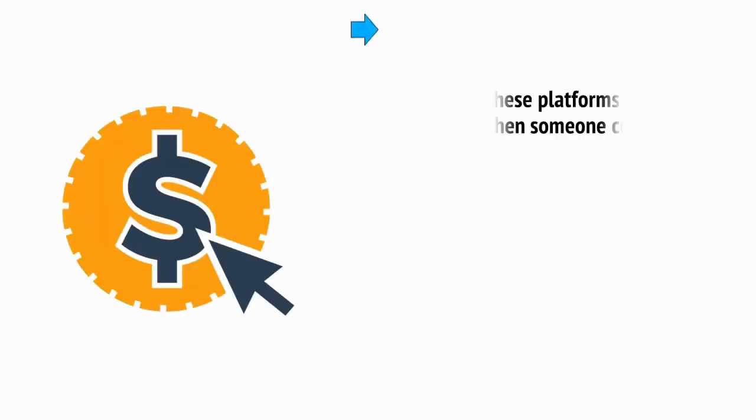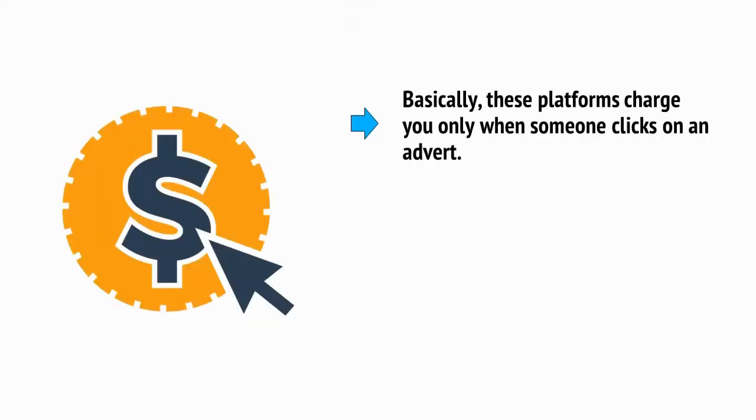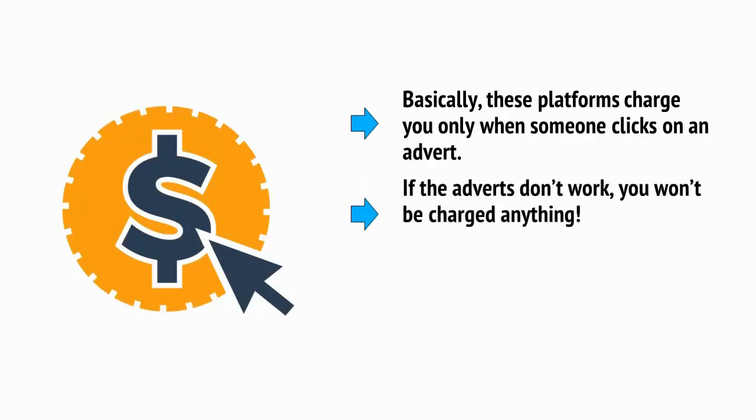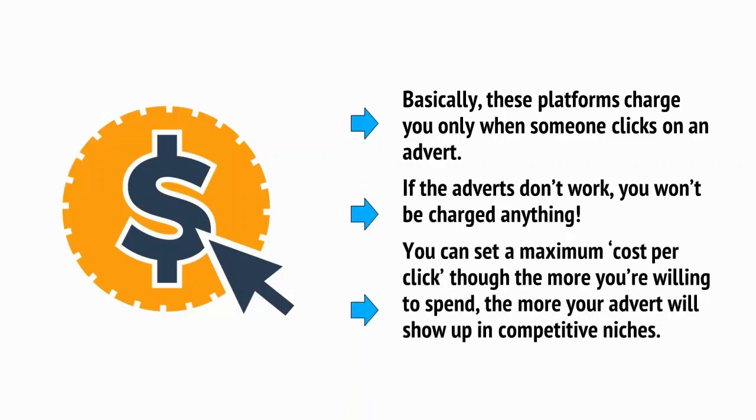PPC is pay-per-click marketing. This is an excellent tool for getting more sales, but it costs money. Basically, these platforms charge you only when someone clicks on an advert. This means that if the adverts don't work, then you won't be charged anything. You can set a minimum cost per click, though the more you're willing to spend, the more your advert will show up in competitive niches.